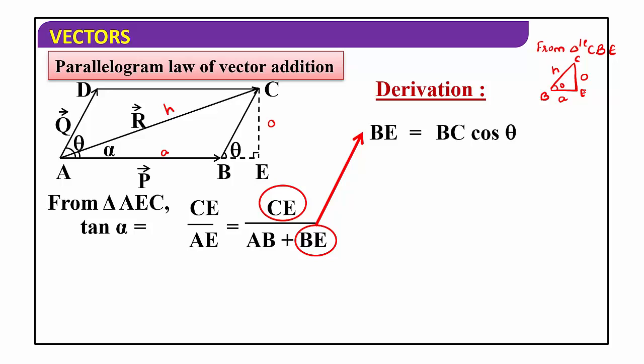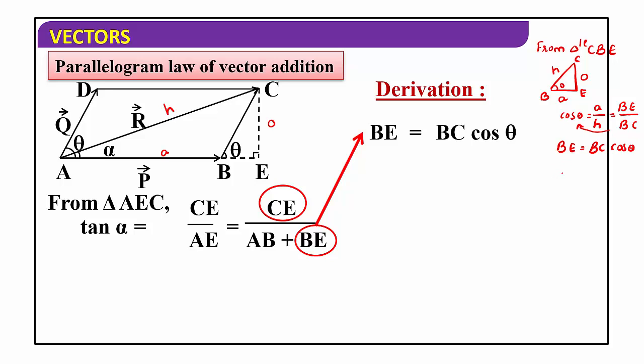So now I want the value of BE and CE. So we know that BE is adjacent side, so we can take cos theta. Cos theta equal to adjacent side divided by hypotenuse. So adjacent side is BE divided by hypotenuse is BC. Cross multiply here. We will get BE equal to BC cos theta.